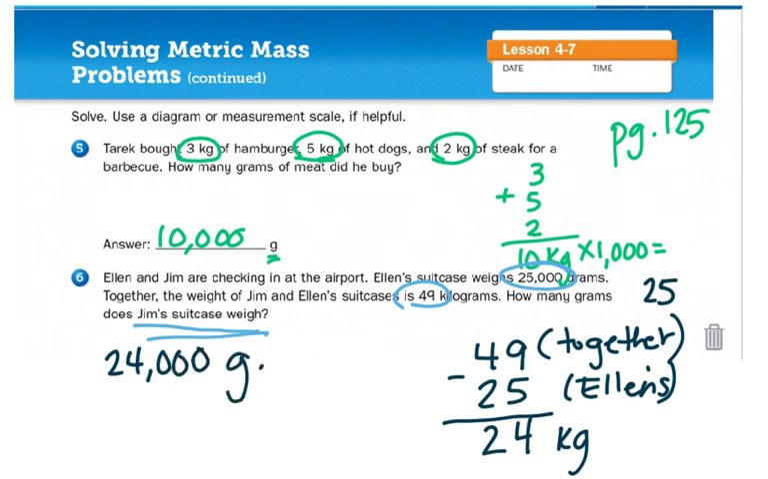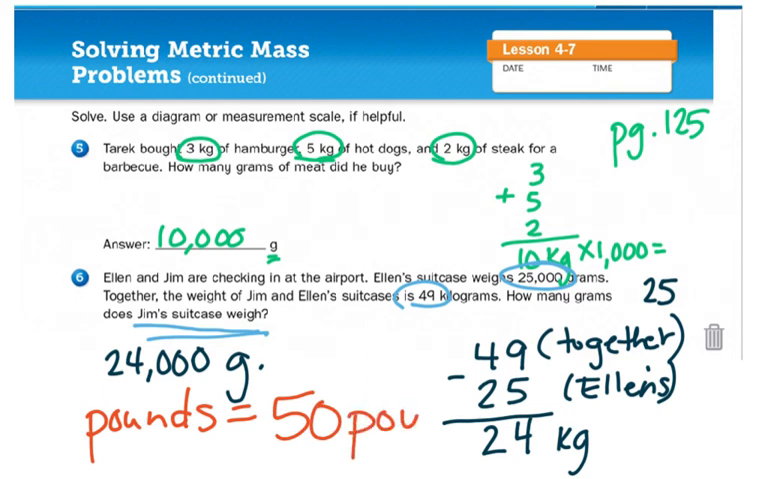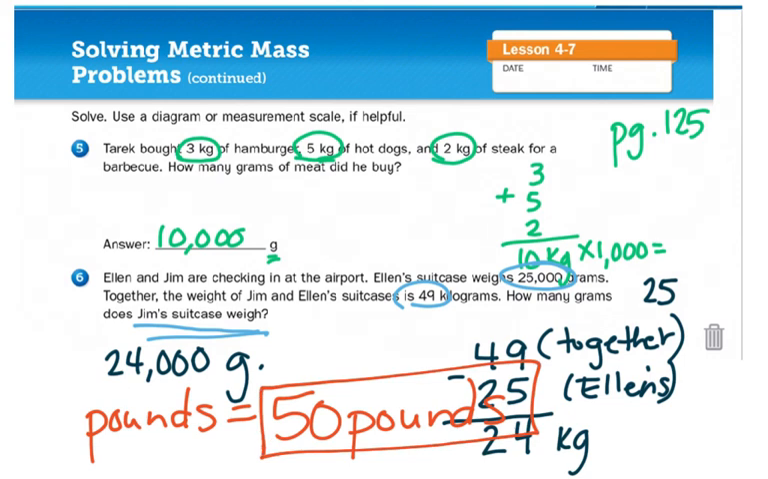If you were to go to the airport, they would not measure your suitcase in grams or kilograms. They would measure it in pounds. We use the customary measurement. And I know that most airlines allow you 50 pounds on a checked bag before they charge you extra. 50 pounds is quite a bit of stuff.